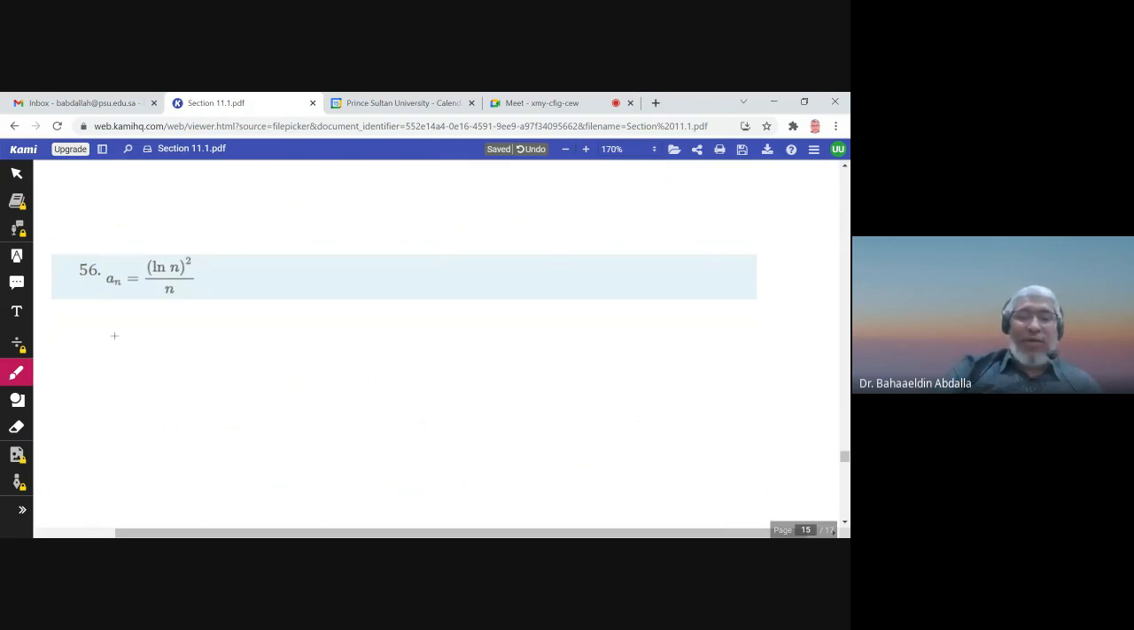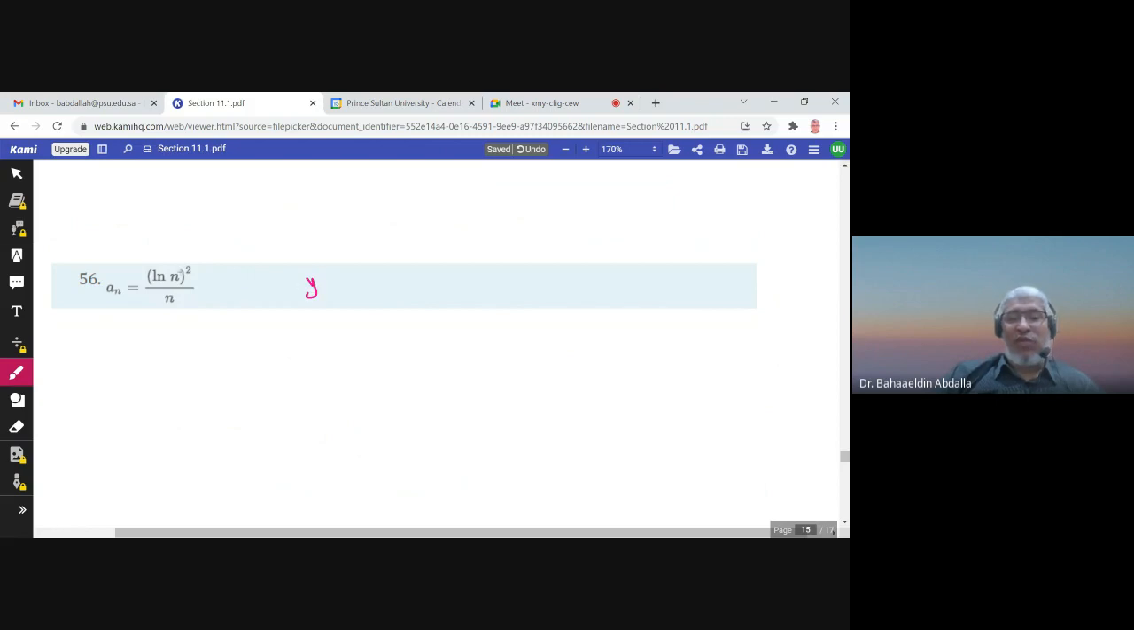The last example about this point is this sequence. If I replace n by infinity, I will have ln infinity, which is infinity, so infinity squared over infinity. So what to do? Infinity over infinity, I work with functions. I make it a function, (ln x)^2 over x, and I find the limit of (ln x)^2 over x. I'll have infinity over infinity, so I can immediately use L'Hopital.